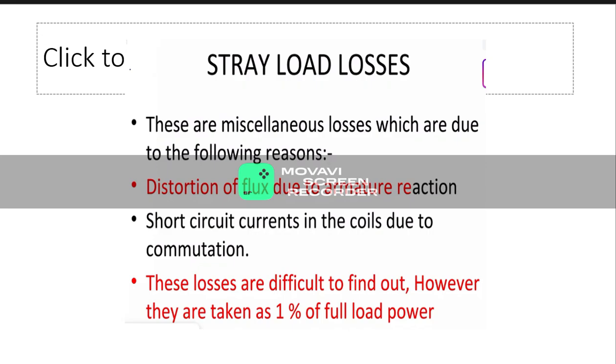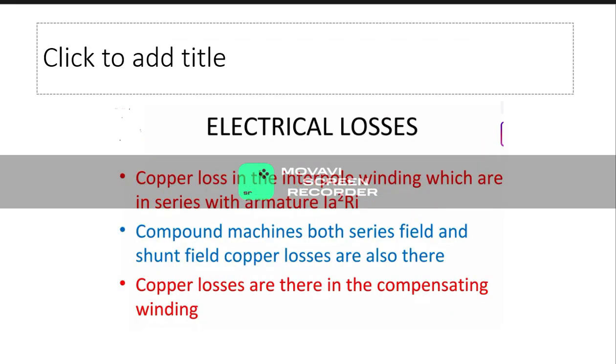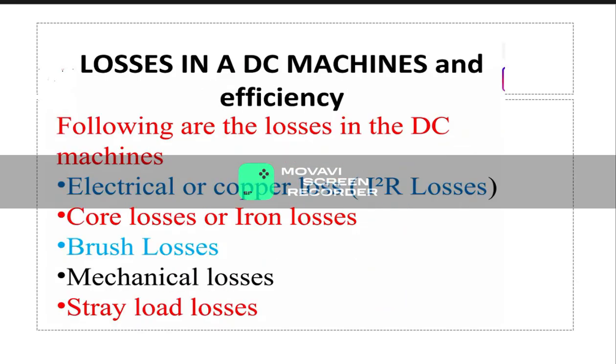So mainly these losses are classified into two types: constant loss and variable loss. We can call copper loss the variable loss and core loss the constant loss. Brush drop is also considered a loss. That is the loss occurring across the brushes in a DC generator. It will be a minimum value, about 1 volt across the brushes. So that can also be considered one of the losses in a DC machine. Thank you.